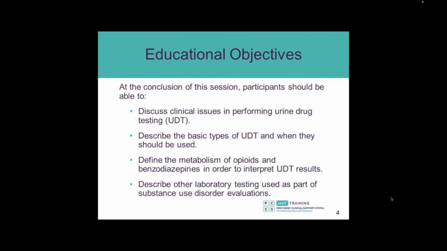Our objectives for today in this presentation are that at the conclusion of the session, participants should be able to, first, discuss clinical issues in performing urine drug testing, which we'll refer to from here on as UDT; second, describe the basic types of UDT and when they should be used; third, define the metabolism of opioids and benzodiazepines in order to interpret UDT results; and finally, describe other non-urine laboratory testing used as part of substance use disorder evaluations.